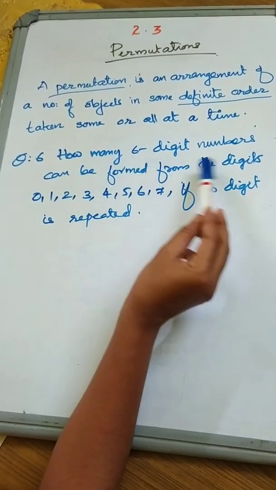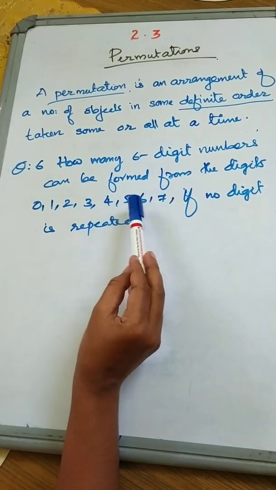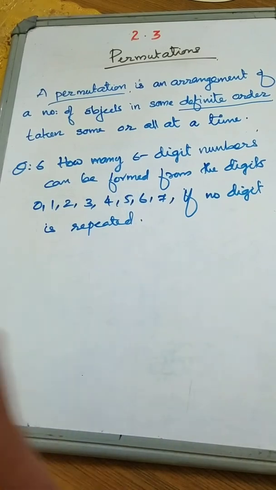How many 6-digit numbers can be formed from the digits 0, 1, 2, 3, 4, 5, 6, 7 if no digit is repeated?